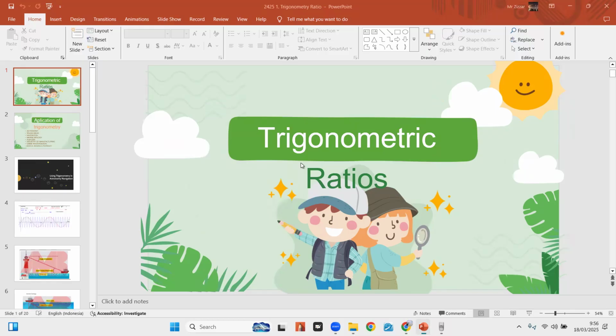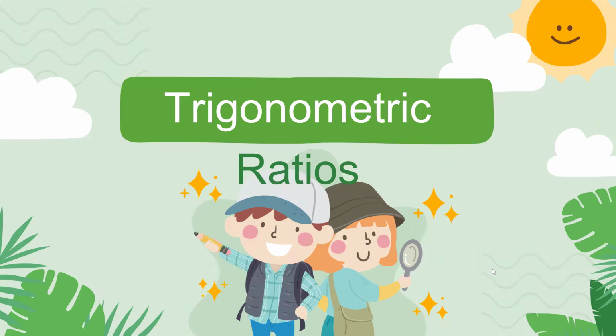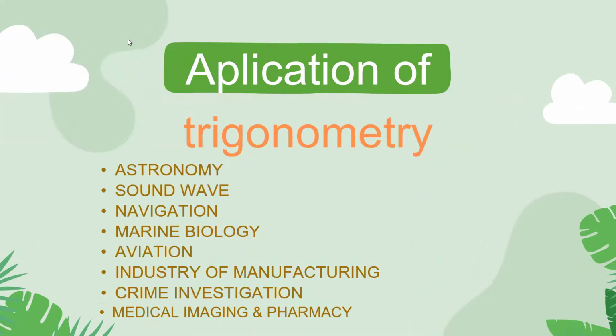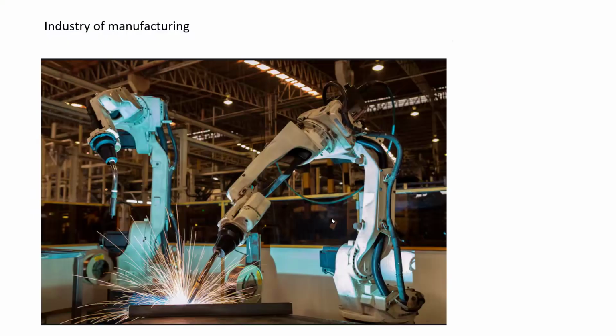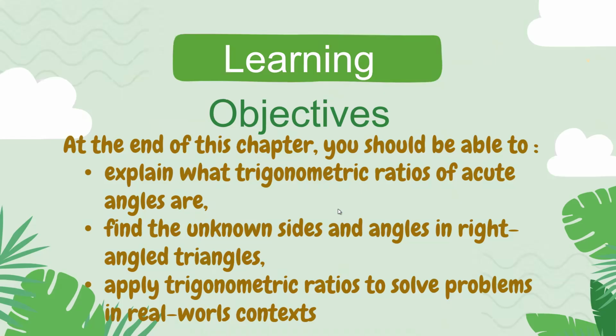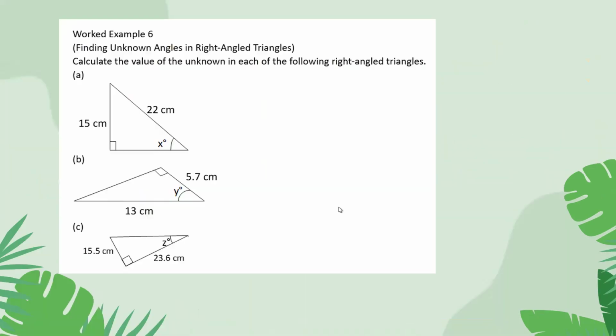Okay, a moment. It's loading. Yeah, there you go. So we finished discussing this. You can see it in my previous video here, and we're going to go for this: try to find the unknown angles in a right angle triangle. So if you want to calculate the value of the unknown in each of the following right angle triangles, for question A, we are actually finding angle X, right? So how do you find angle X?